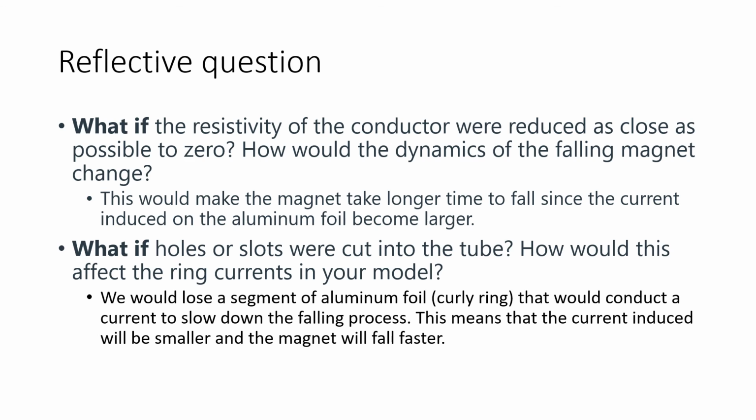So the first reflective question, what if the resistivity of the conductor were reduced as close as possible to zero? I think this would make our magnet take a longer time to fall since the current induced on the aluminum foil tube will increase as the resistivity of the conductor decreases. And the second, what if holes or slots were cut into the tube? We would lose a segment of L, so the current will decrease, which means that our magnet will take less time to fall, so it will fall faster.